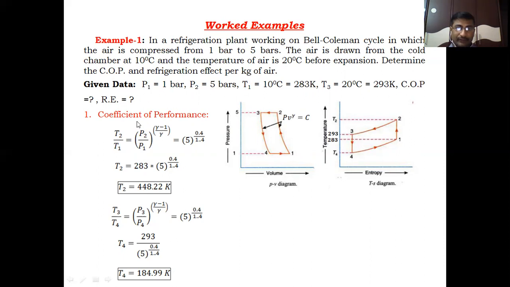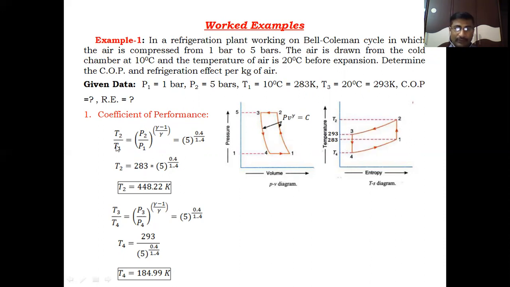Let us solve for the COP, coefficient of performance. Before going to calculate the COP of the cycle, we should know the temperatures at all the salient points, all the state points, that is T1, T2, T3, T4. In the problem, we know T1 and T3, and the remaining two temperatures, T2 and T4, we should find. So to find T2, this is the isentropic process, 1 to 2.